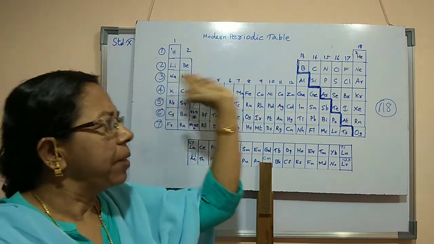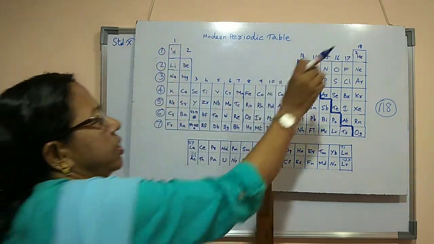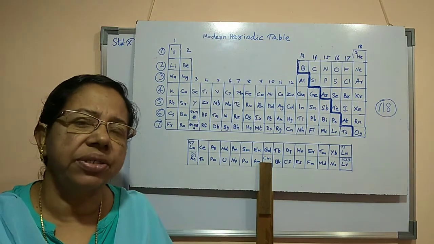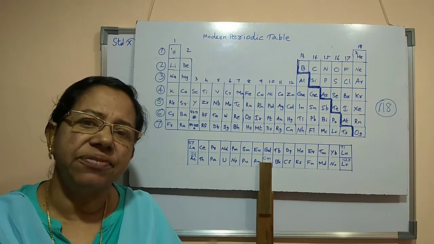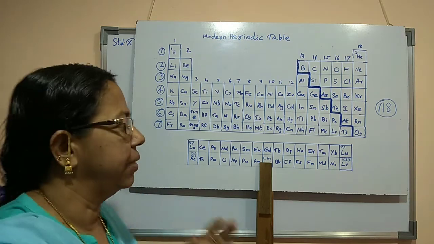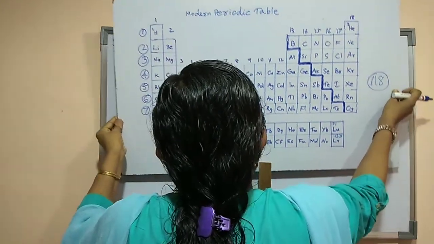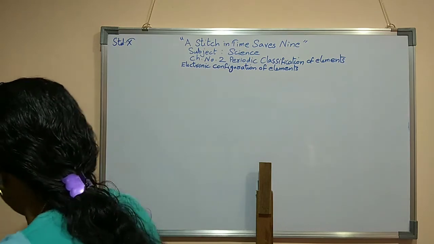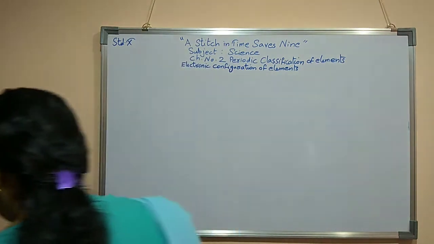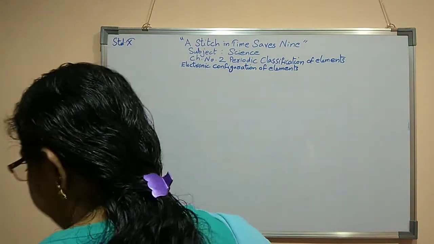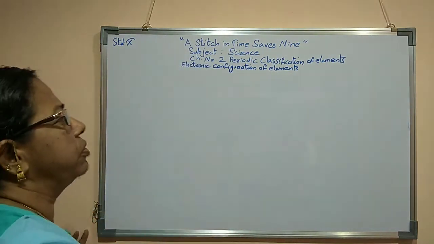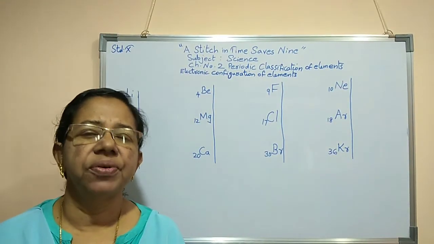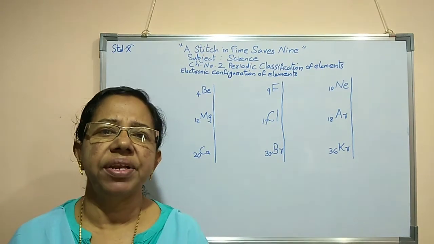For these periods as well as the groups I mentioned, we are going to do a detailed study. We are going to study their electronic configuration and compare them. Let us see now. First I am going to write the names of the elements. Now we will compare the electronic configuration of elements in the different groups.